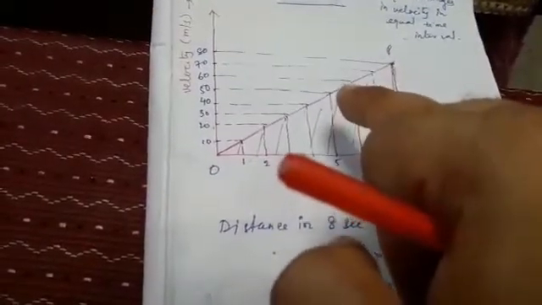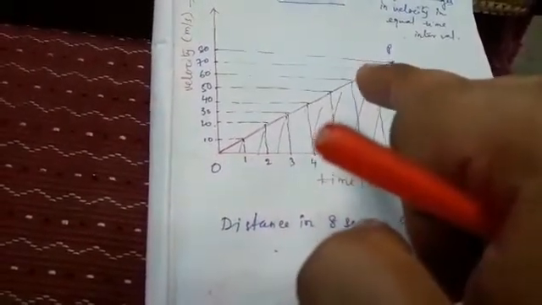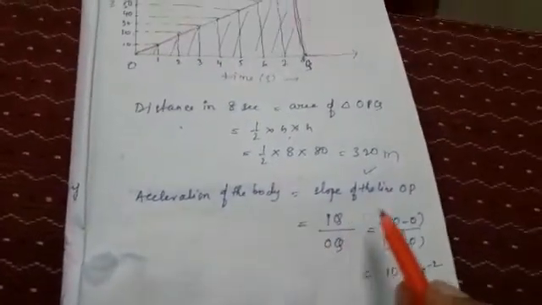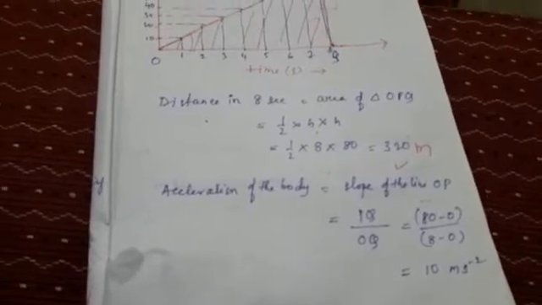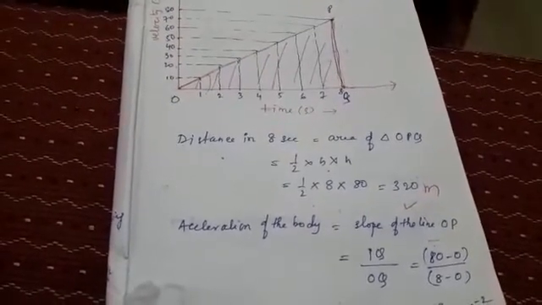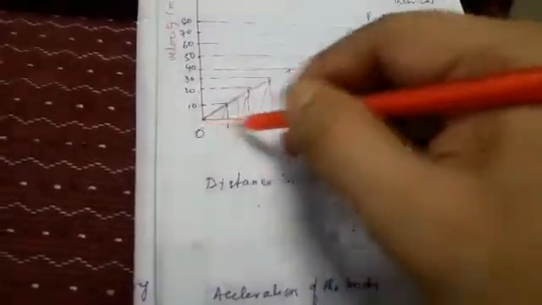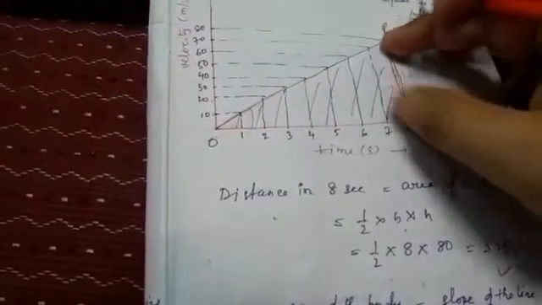So from the velocity-time graph, by calculating the slope you will get the acceleration. So the acceleration of the body is nothing but the slope of the line PQ, and again the same formula. Now slope is tan theta, perpendicular by base. Now perpendicular is PQ and base is OQ, and this PQ is how much?